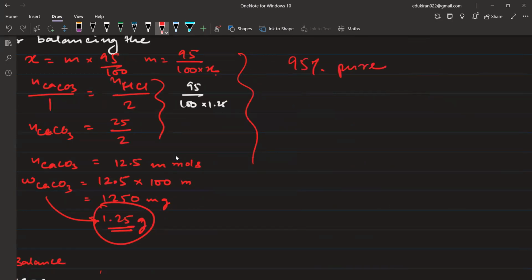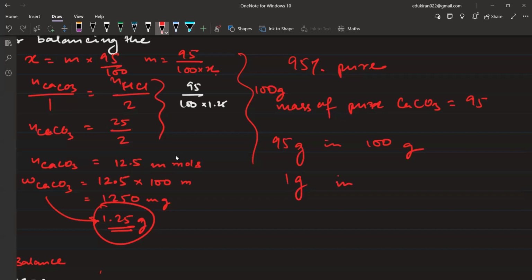95% pure. So mass of pure CaCO3 will be equal to, अगर 100 ग्राम दिया हमने तो ये 95 हो जाएगा. Mass of pure CaCO3, 100 ग्राम हमने लिया इसलिए 95. That means 95 grams in 100 grams. 1 gram in 100/95. So 1.25 grams in 100/95 into 1.25. Okay, my friend. This is going to give you the answer.